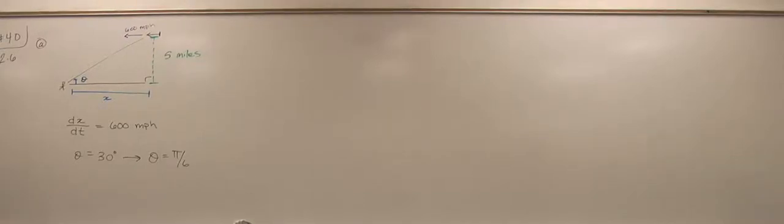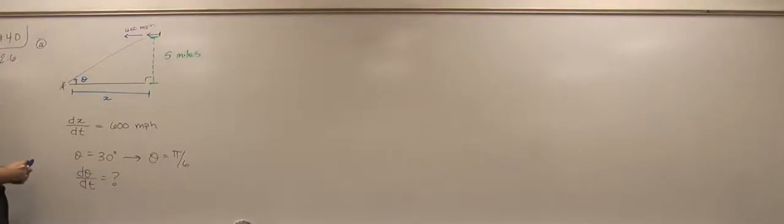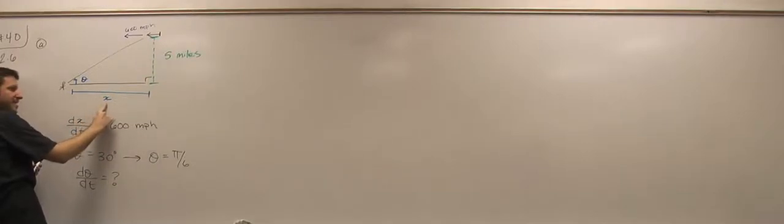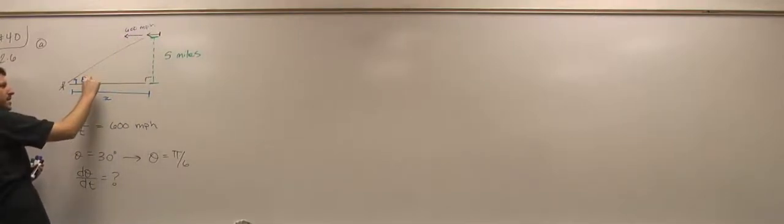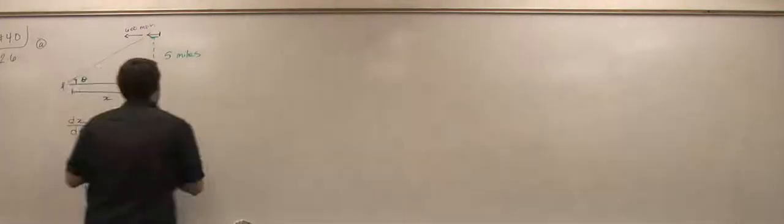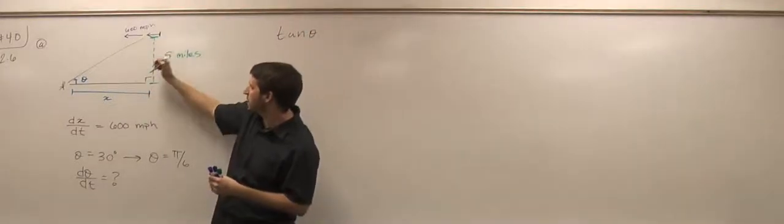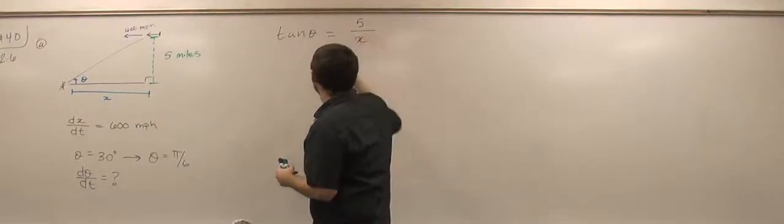Now I have to set up the formula. I'm trying to get at d theta dt. And I have information about this distance, not this distance exactly, at least not yet, but I have a rate, right? I have a dx dt. So when I set up my formula, I want something that relates theta and x. So tangent. The formula I want to try to use here is that tangent of theta, right? Tangent is always opposite over adjacent. Tangent of theta should equal 5 over x.